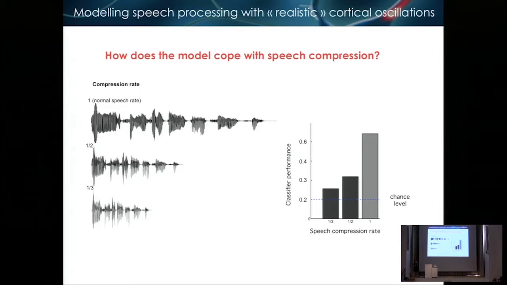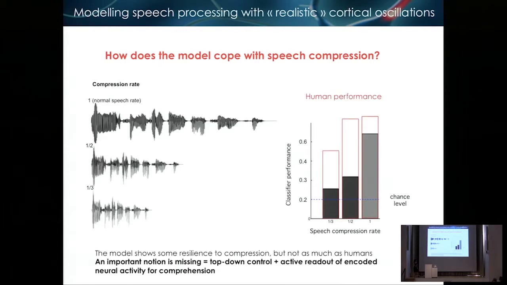Okay, so now we know that the human speech system is resilient to speech compression. There are fast speakers and slow speakers, and our brain can cope with this within certain limits. We know that if we compress by 3, we start losing comprehension. So we looked at the performance of the model depending on compression, and we saw some resilience when we compress by 2 and even by 3. But the human performance would rather be like this, so we're far from being realistic here.